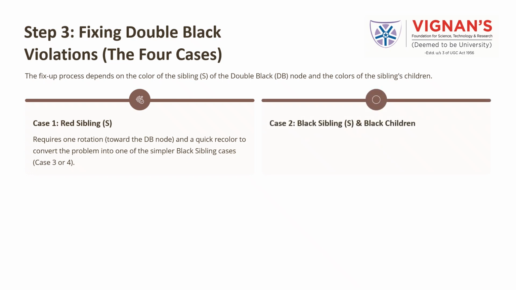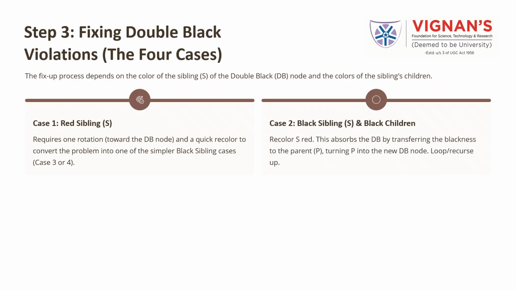Case 2. Black sibling with black children. If the sibling is black and both of its children are black, we recolor the sibling to red. This transfers the double black problem up to the parent. Now the parent becomes the new double black node. The fix-up process continues upward until the violation is resolved or the root is reached.